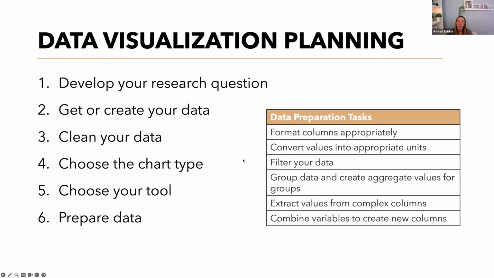But if we look at typical data preparation tasks, those will typically include formatting your columns appropriately, so making sure numbers are treated as numbers, dates as dates. You want to convert values into appropriate units. Make sure you filter your data to focus on the specific data that interests you. And then think about grouping your data and creating aggregate values for groups, so counts, minimums, maximums, mean, mode, median, etc. You'll want to extract values from complex columns, and then finally combine variables to create new columns.